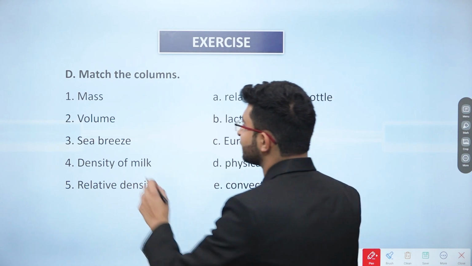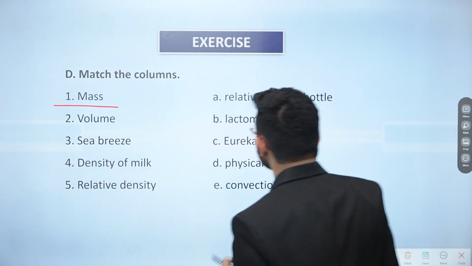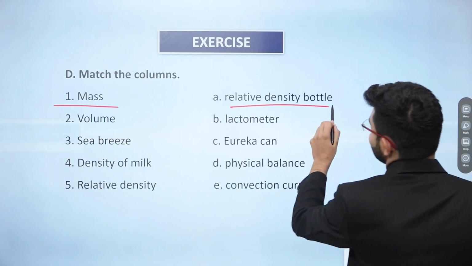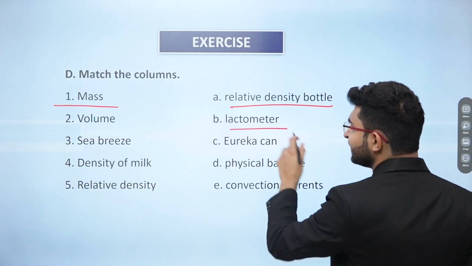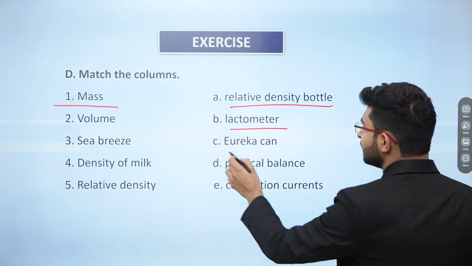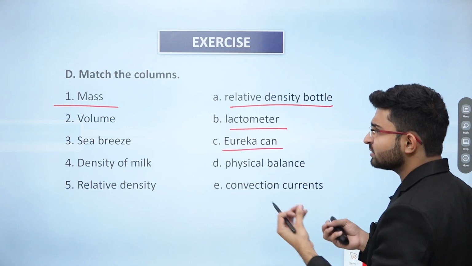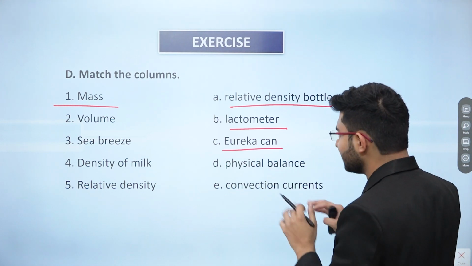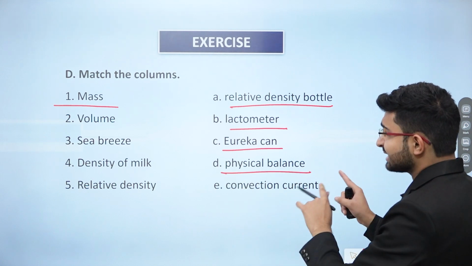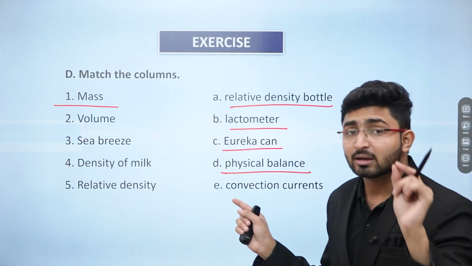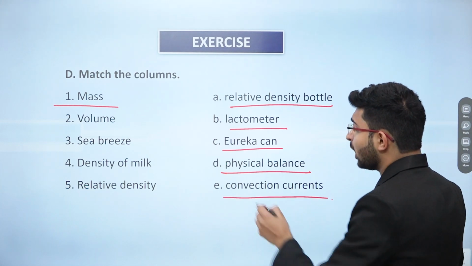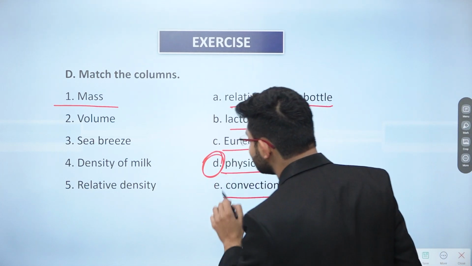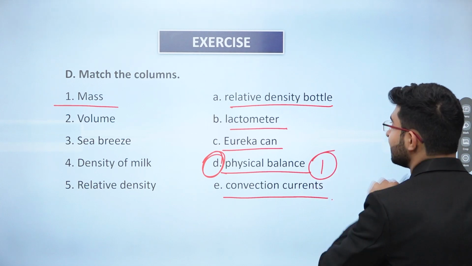The very first part in the first column says mass. Here you can see A is relative density bottle. No, we can't relate mass with relative density bottle. Lactometer, we can't relate that also. Eureka can, somehow we can relate mass with the Eureka can, but moving ahead we have physical balance. Yes, the physical balance is something we can accurately relate with mass, right? And then we have convection currents. So option D will be the correct answer because it is more accurate. So one is going here.